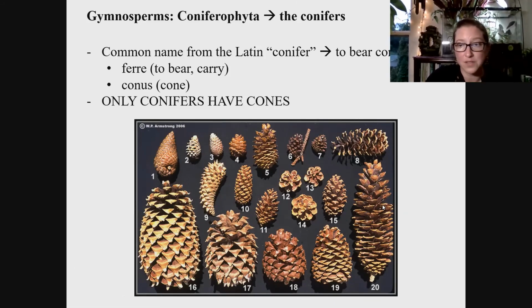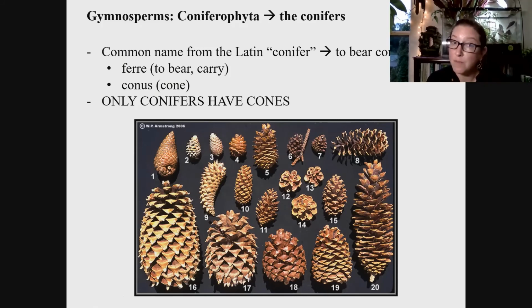Fer, actually, comes from the Latin to carry or bear, and conus, which refers to a cone. So the name conifer means to bear cones. That's what it means. Conifers have cones. Nothing else has cones. Even the book puts it in parentheses: no such thing, only conifers.